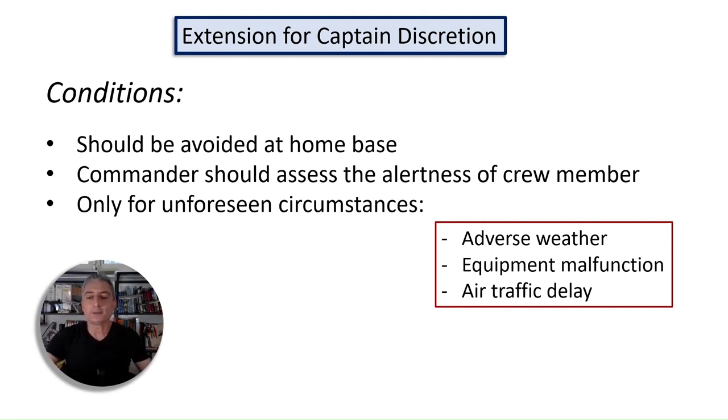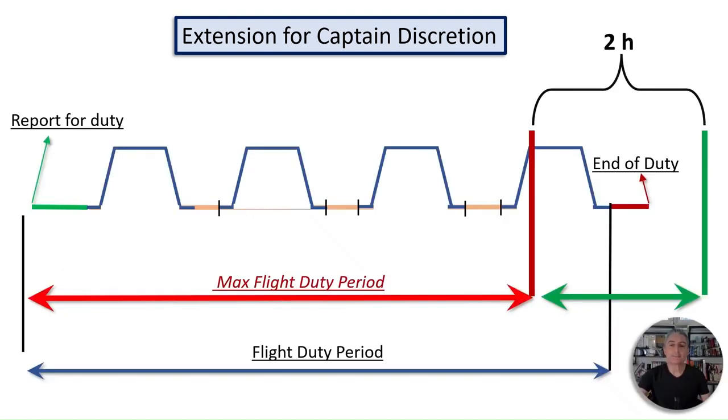Or for example, equipment malfunction: there is a tire burst or some equipment needs maintenance we didn't know about before. By the time we fix it, we are late, so we say, okay, we extend, at least we go back home, and stuff like that. So now let's see some practical examples of how to use this captain's discretion.